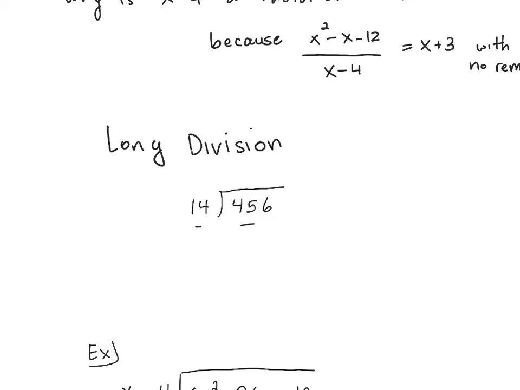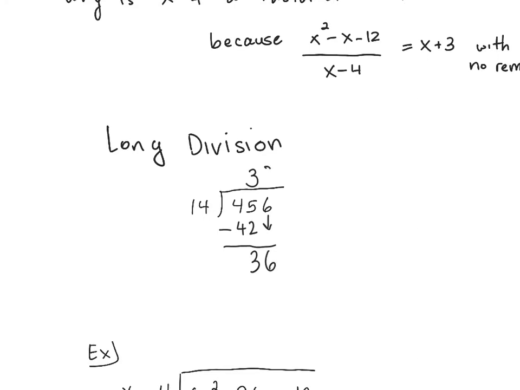And the answer is 3. 14 times 3 is 42. So now we multiply. The 3 times the 14 is 42. Draw the line and subtract. 42 from 45 is 3. Then we drop down the 6.